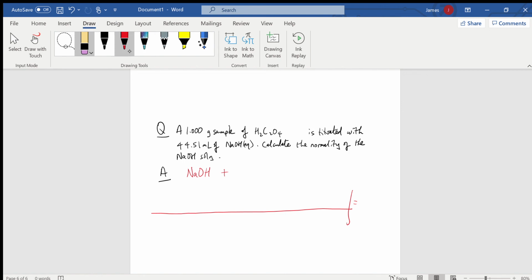Okay. H2C2O4, we're going to produce water and salt. Okay, and now we can balance it with a 2 here to balance the sodium and a 2 here to counterbalance the extra hydrogens that we added. Okay, so now we have a balanced equation. We're in a position to quantify equivalence per liter, which is just normality.